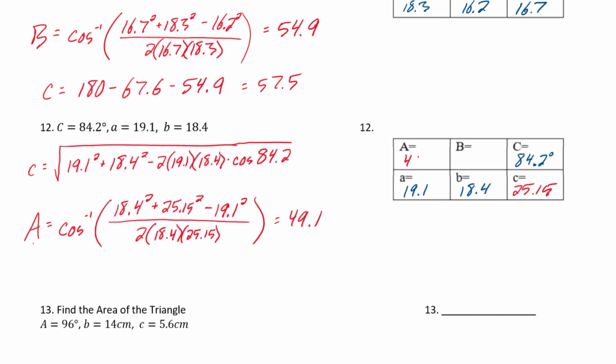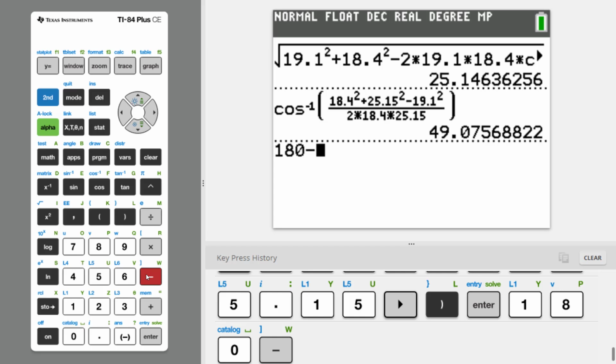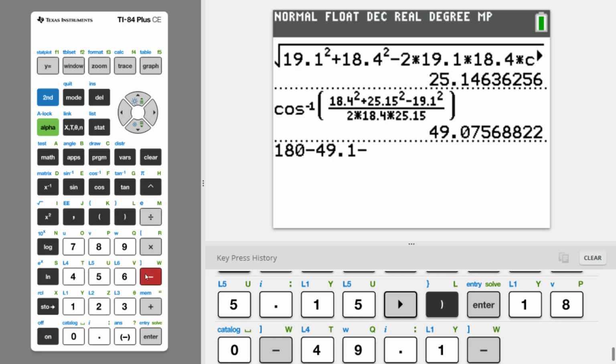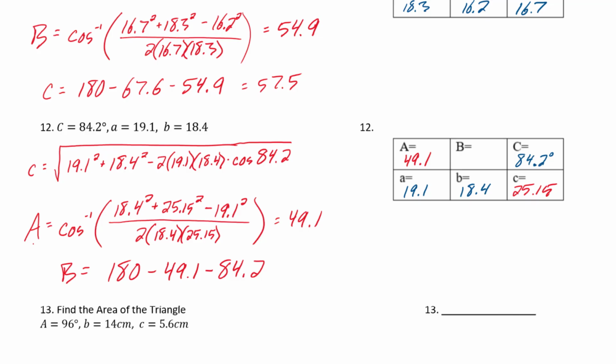49.1. And if we know that that one's 49.1, we can then find angle B, and it's just 180 minus those two numbers that we already know. So 180 minus what we just found, 49.1, minus the angle they gave us at the beginning, 84.2. And once again, bringing that in on a calculator. 180 minus 49.1 minus 84.2, and we get 46.7. Each of those need to be degrees. I think I forgot those on the ones prior, but should always have the degrees marks.